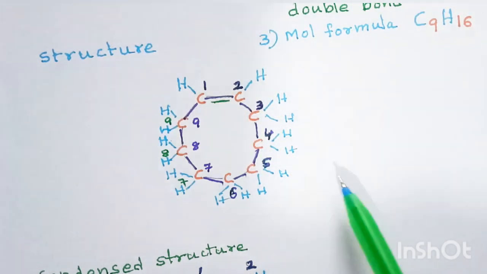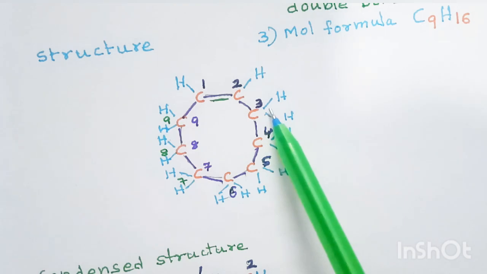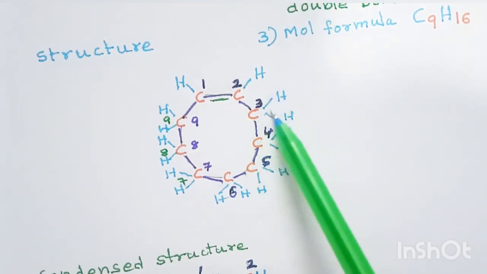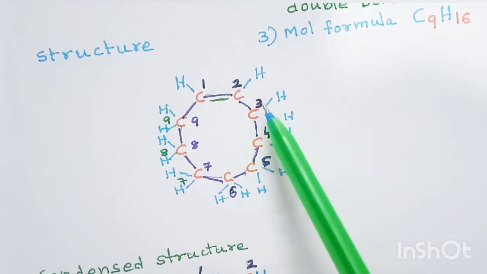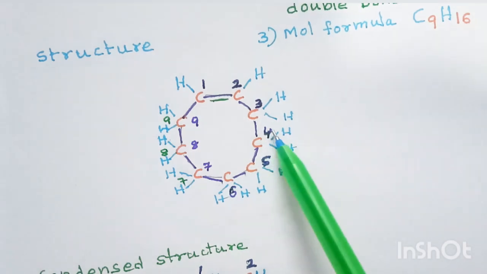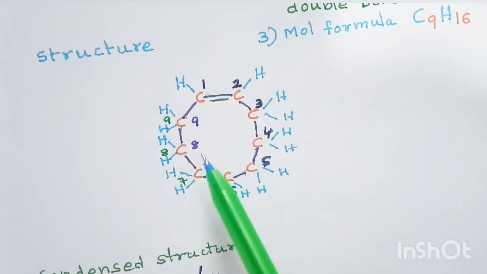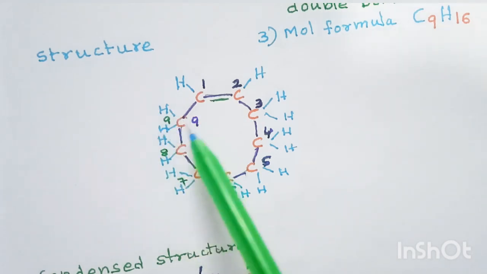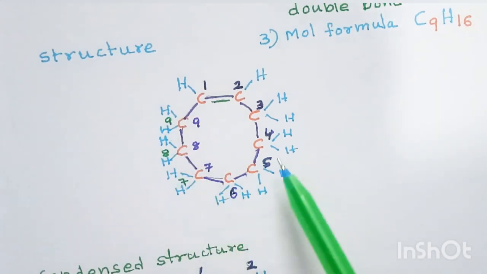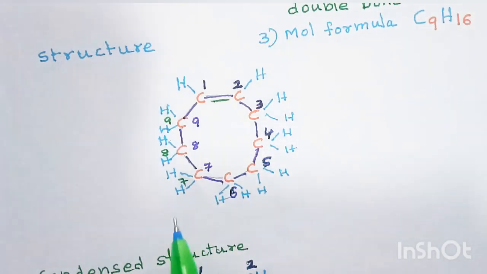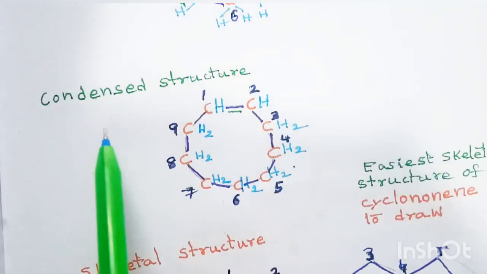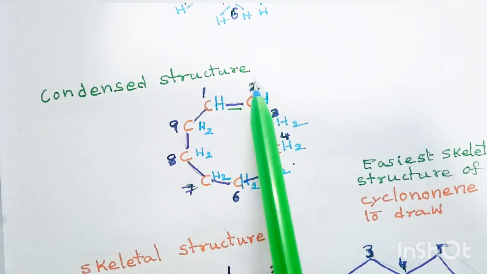So they need 2 more bonds each to become stable. So we attached 2 more hydrogens to each of these carbon atoms. That is third carbon atom, fourth carbon atom, fifth carbon atom, sixth carbon atom, seventh carbon atom, ninth carbon atom. We add 2 hydrogens each. So each carbon becomes stable. This is the structure of cyclononene. Now let us write this condensed structure.